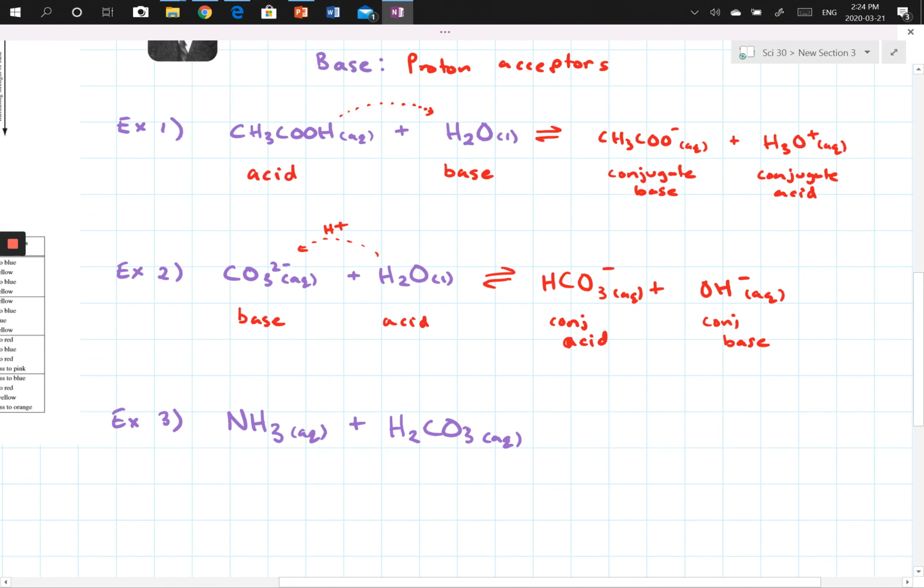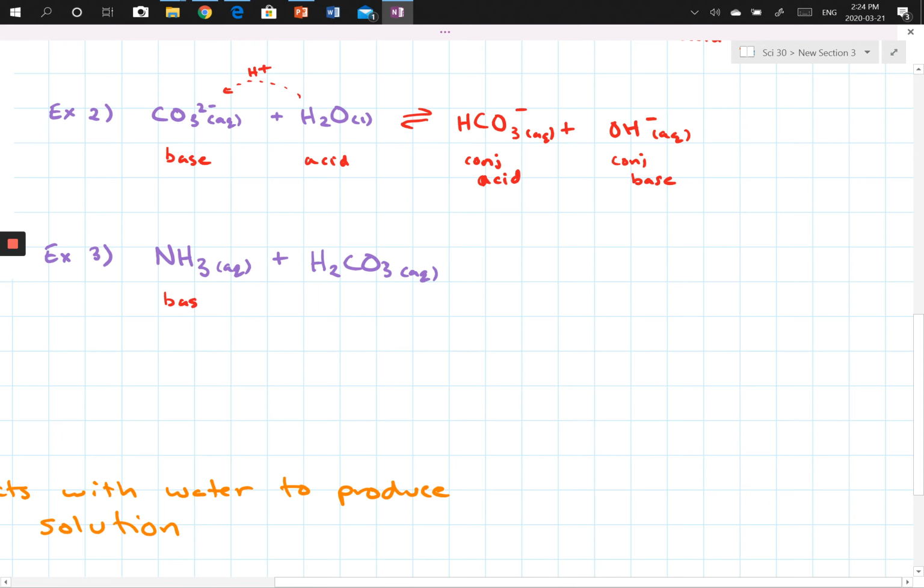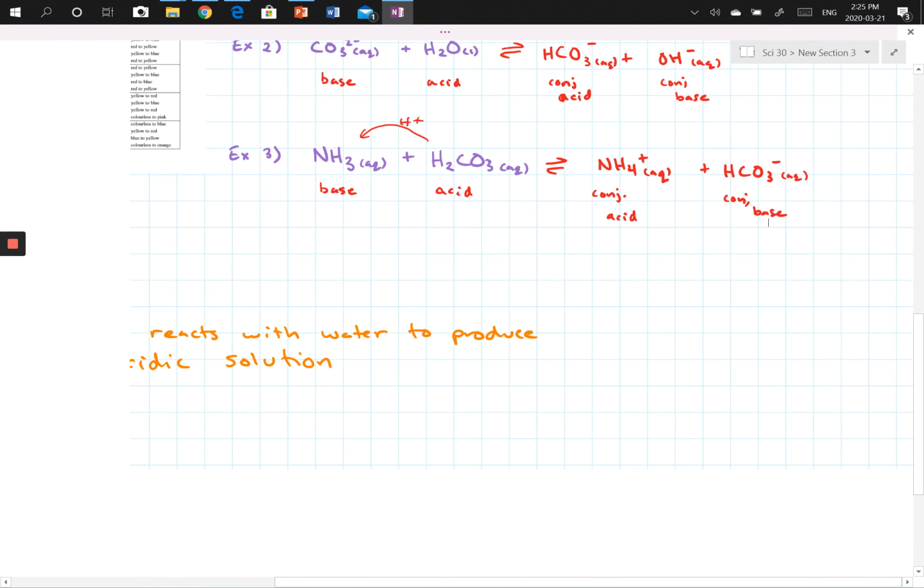Now, neutralization can also be explained by this. So here I have a weak base, ammonia, and I have a weak acid. Okay, this is carbonic acid. And so the acid is going to donate that proton to the base. So what we're going to get, again, these are weak acids and bases, we're going to have that double arrow. And we're going to get NH4 positive, which is an ammonium ion. So that's going to be my conjugate acid. And then H2CO3, it gave up a hydrogen. So now it only has one. So it's HCO3 negative. And we have here the conjugate base. Okay.